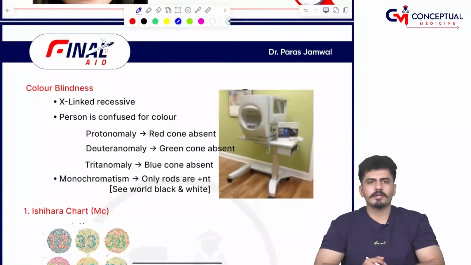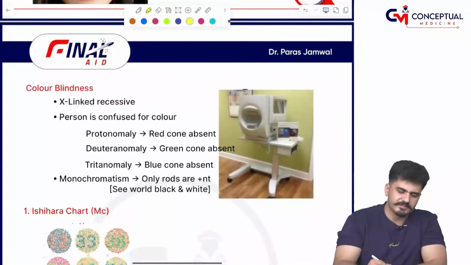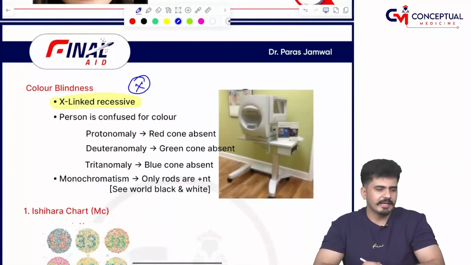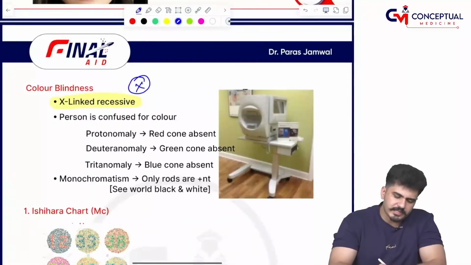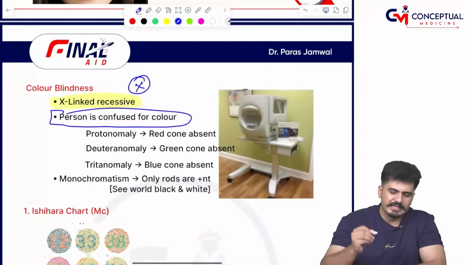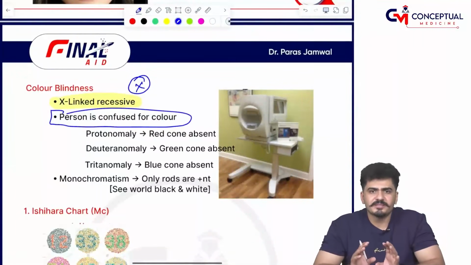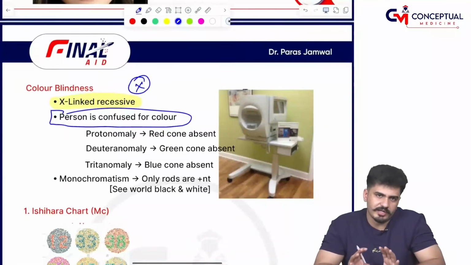Now the next topic we are going to talk about is color blindness. It's X-linked recessive. That means females are carriers but never affected. Now the person is confused. Color blindness doesn't mean that there is a complete absence of color, like red is lying there and not visible. The person is confused for color. This is called color blindness.